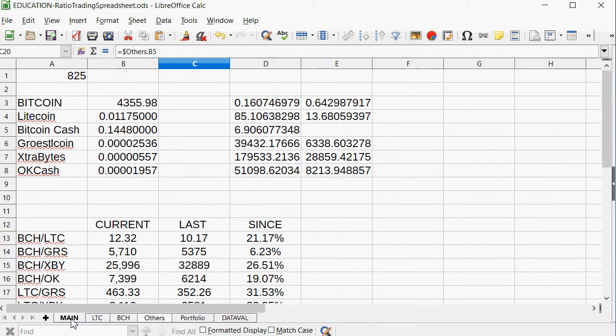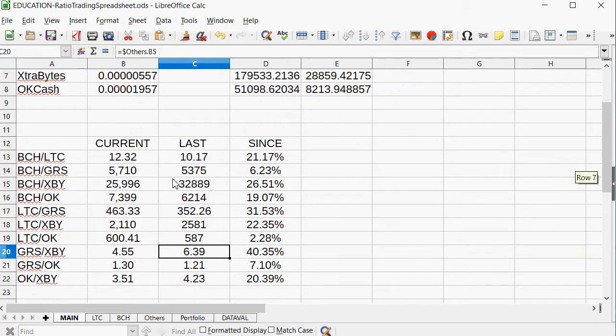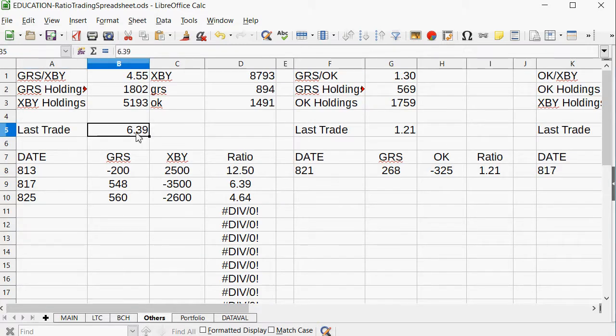Okay, we'll have to look at each one by when each trade comes in. Let's look at the next one here. GRS, XBY, did I not put?